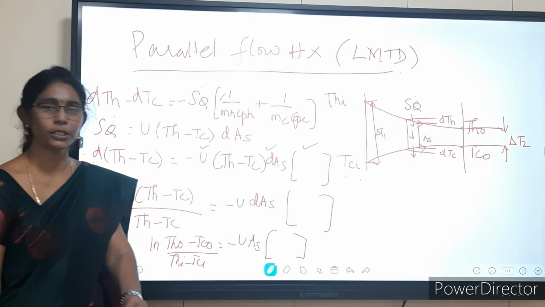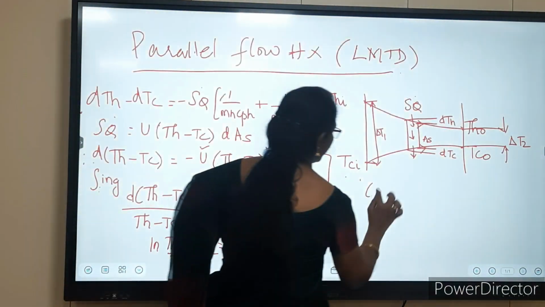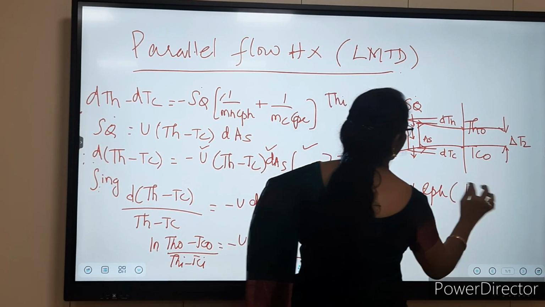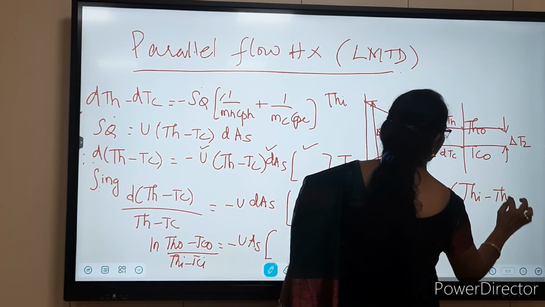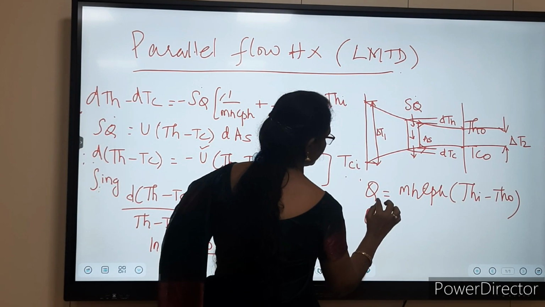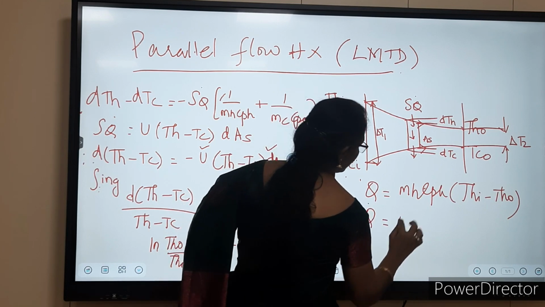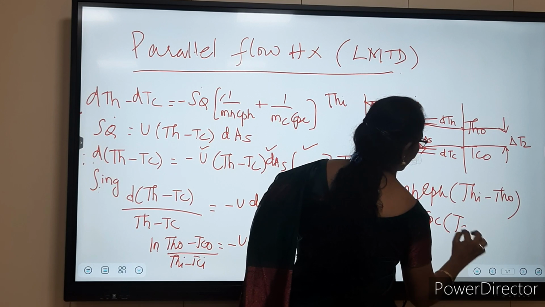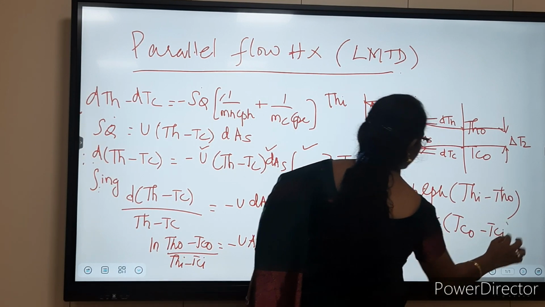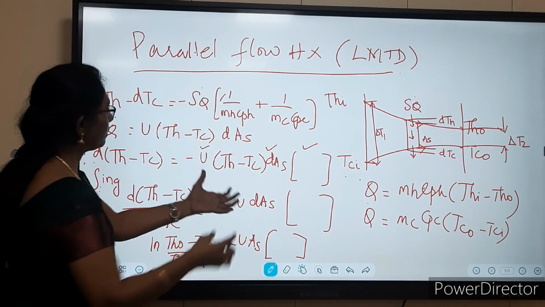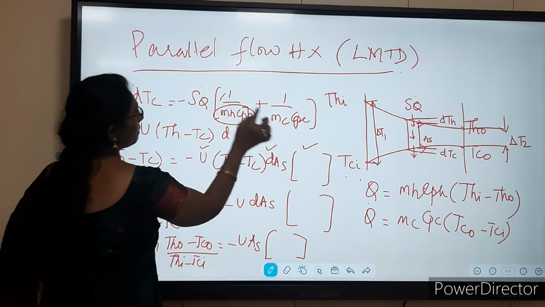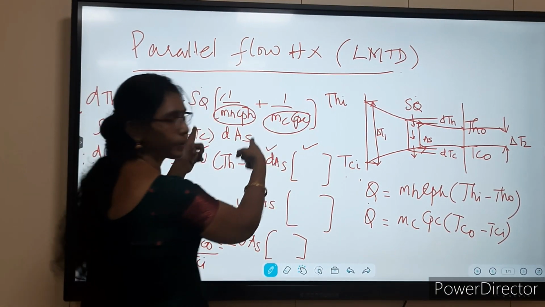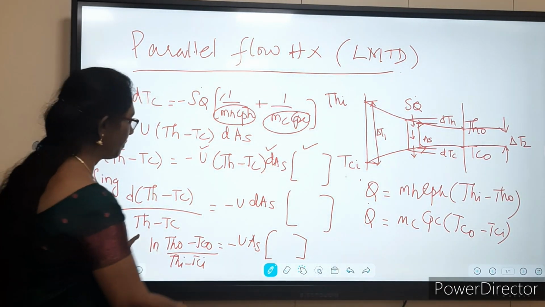We have the general equation for heat transfer, that is Q equals mH CPH (TH inlet minus TH outlet). Likewise for cold fluid, mC CPC (TC outlet minus TC inlet), right? Now in this equation we do not know the value of mH CPH and mC CPC, right? So I am going to use this equation over here, at this last equation.